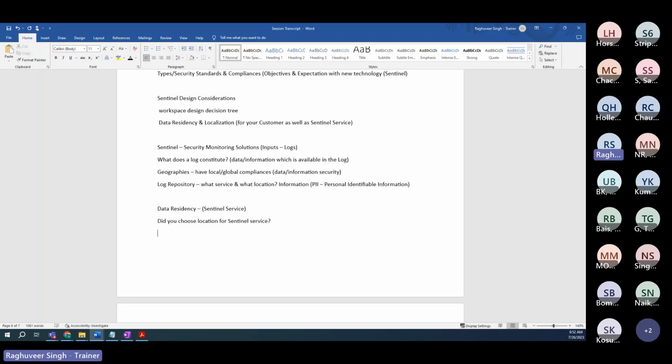Even if you don't use Sentinel in your company, you can still use Log Analytics Workspace. It's a log repository. I'm talking about Sentinel. Did we choose a location for Sentinel service when we enabled it in our subscription? So the answer is no. Okay, so we did not choose a location. Next question.